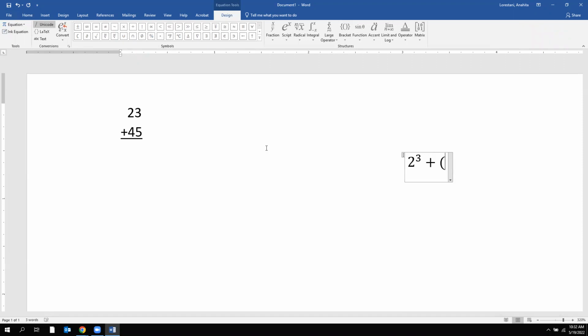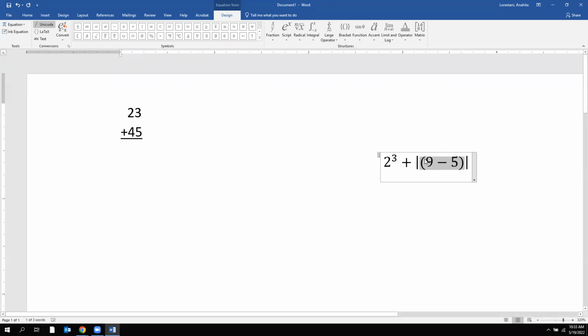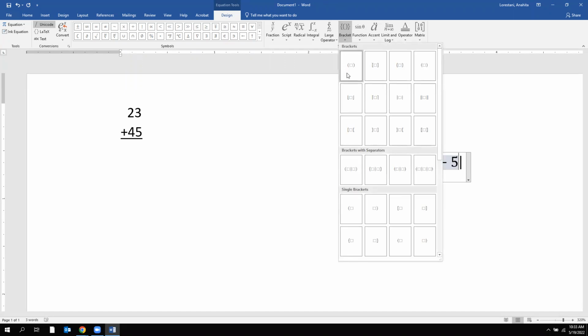you can put a parenthesis here. We have 9 minus 5. And let's say I want to turn this to absolute value because I didn't want the parentheses. So you highlight it. And we look for absolute value sign, which is in here in the brackets. And the absolute value sign is here. But I don't need the parentheses anymore. So I go back and I delete the parentheses. So on the bracket, you have all these. You have parentheses, you have brackets, and you have absolute value sign.